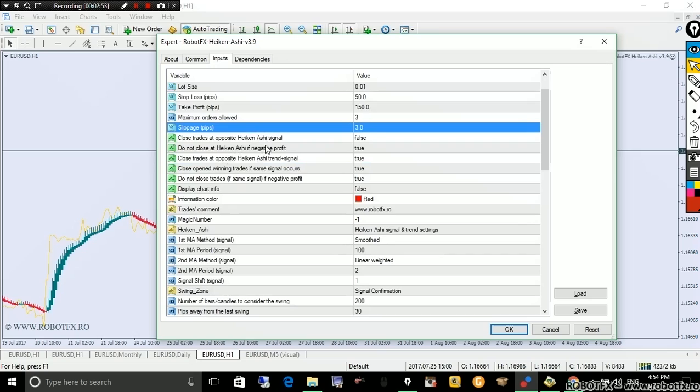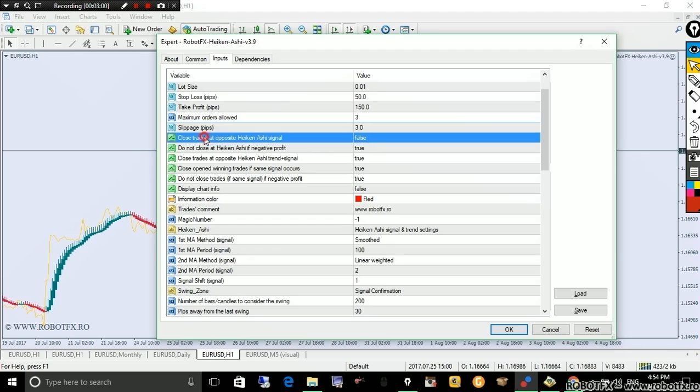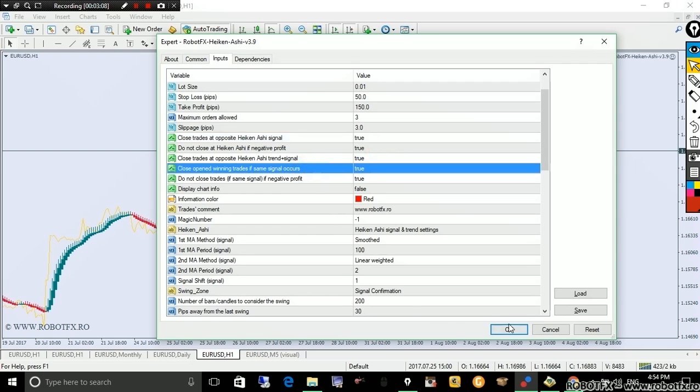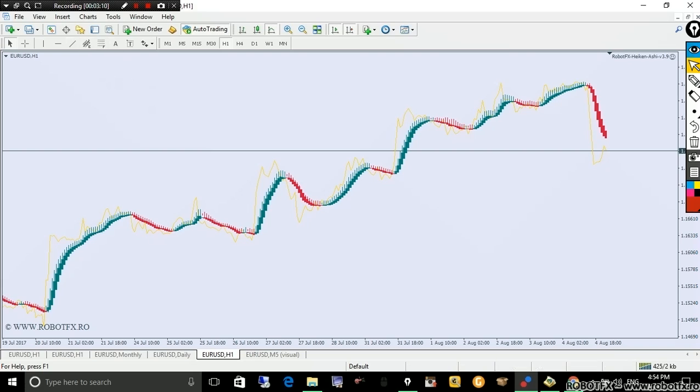Let's talk about, as they are in this order, how the Expert Advisor closes the trades. Close trades at opposite Heiken Ashi signal. If this is set to true, then the Expert Advisor will close the trade as soon as the Heiken Ashi changes the color. So we enter a buy here. We buy until the Heiken Ashi changes color into red, and then stop. The Expert Advisor closes the trade.